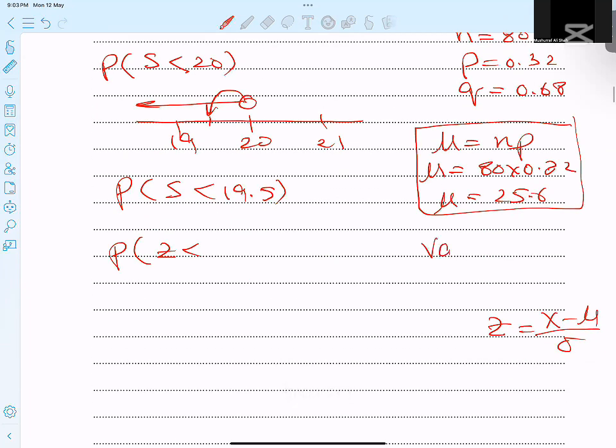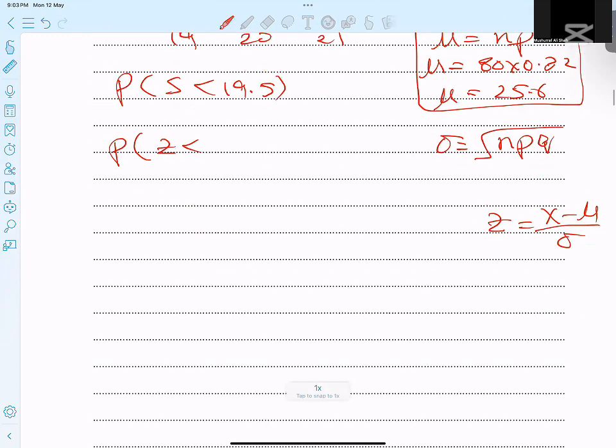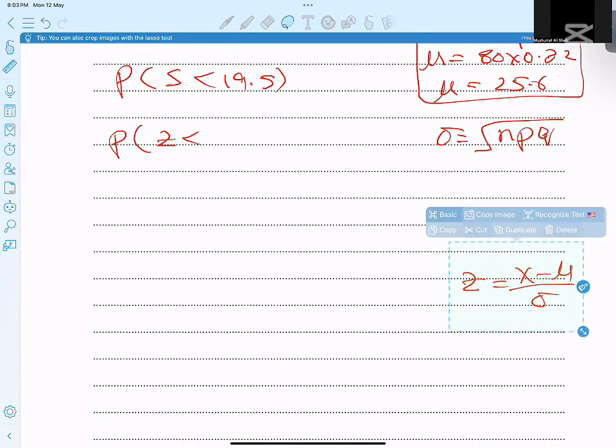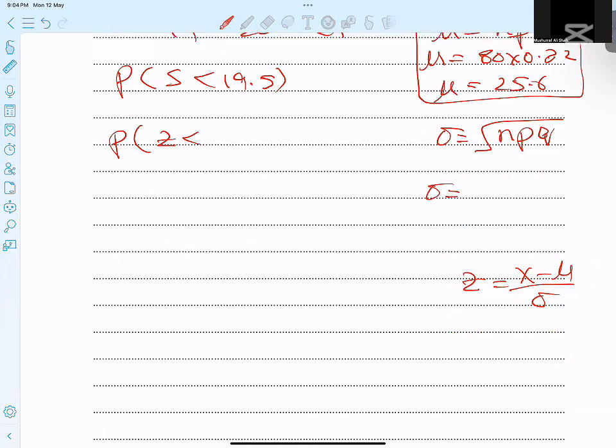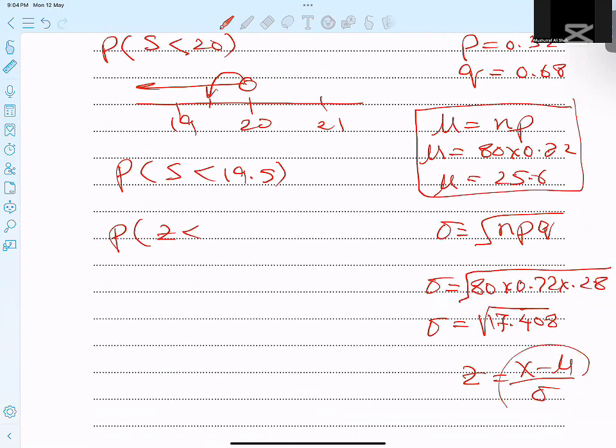And now for the deviation. I can find it directly: deviation is the root of npq. So the root of 80 times 0.32 times 0.68. Take the root of the whole thing, and the root of this is giving me root of 17.408. Now, students, this value I'm going to plug in here.